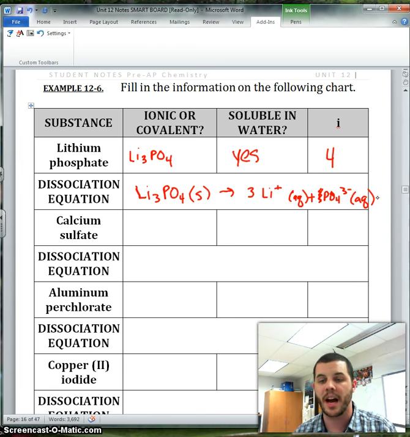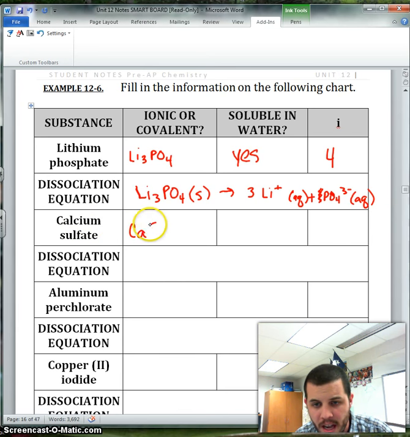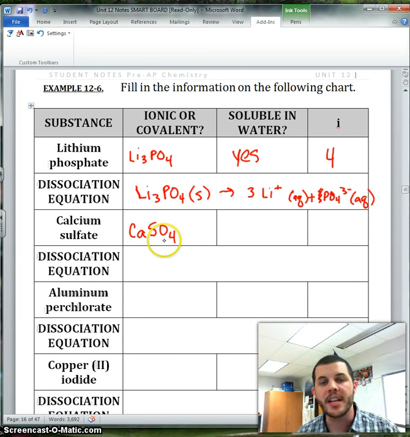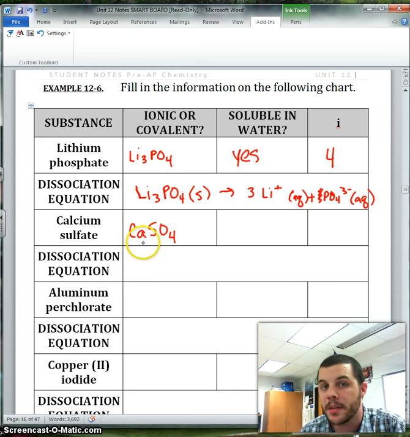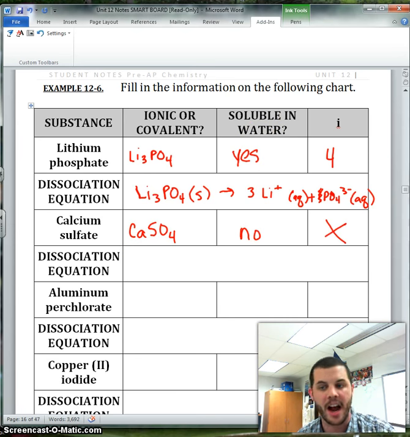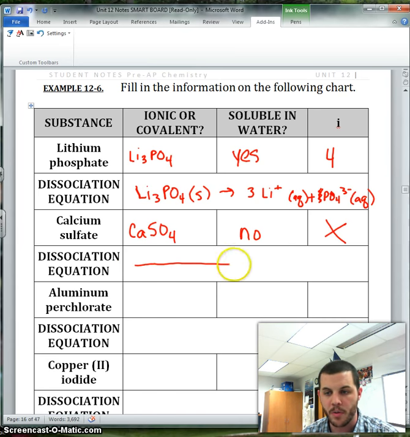So now that gives us an idea of how to make our dissociation equations. Let's look at one more. I've got calcium sulfate here, CaSO4. Well, the issue with calcium sulfate is that we know all sulfates are soluble except, so since calcium is one of our exceptions, it is going to be insoluble in water. Since it's insoluble, it's not going to have an I value at all, and it's also not going to have a dissociation equation. We're going to take a deeper look at this later on in class.